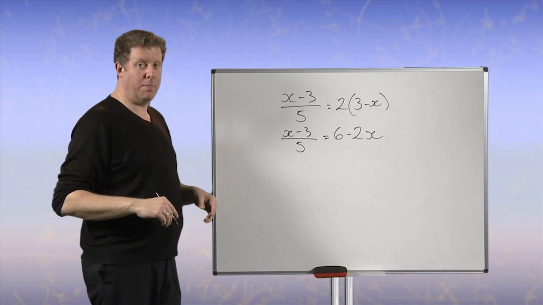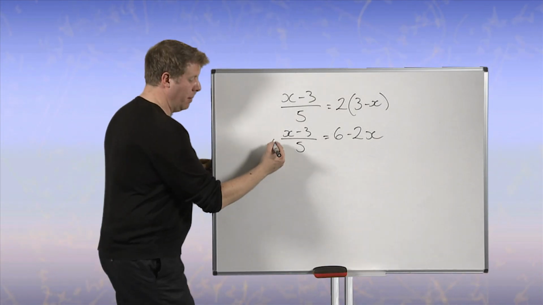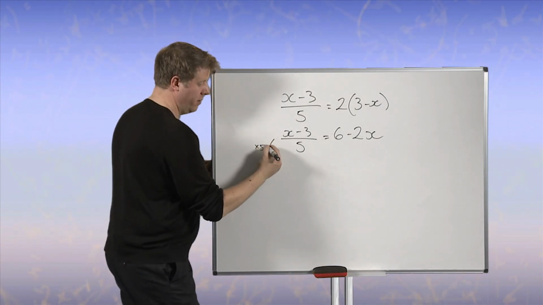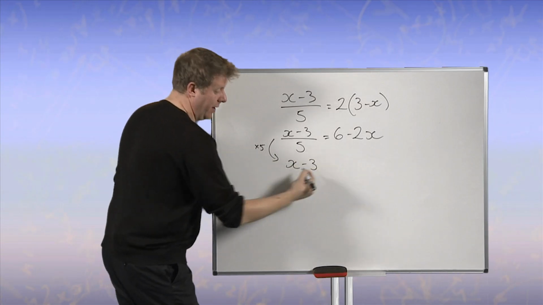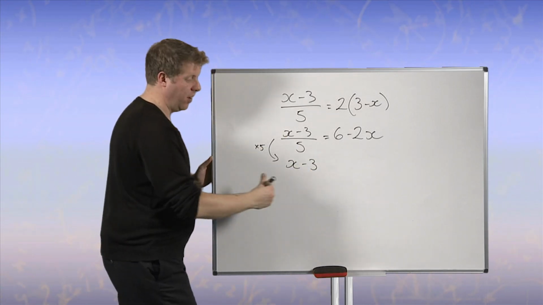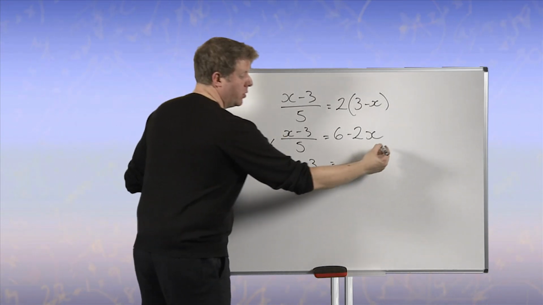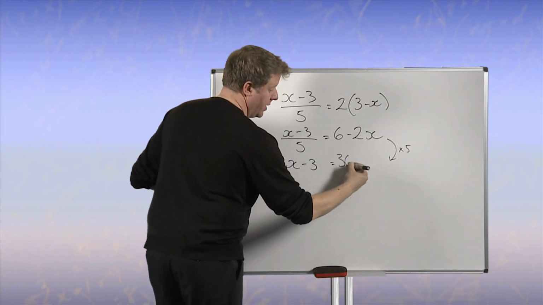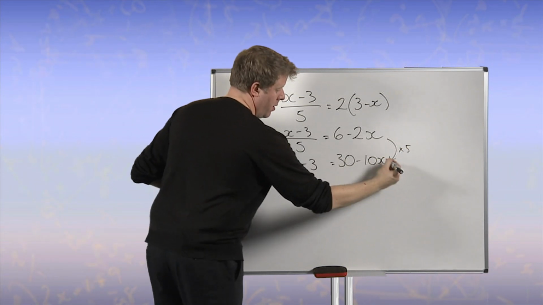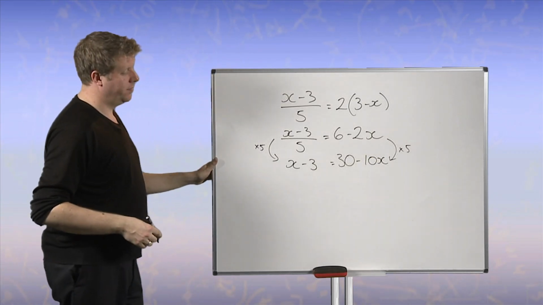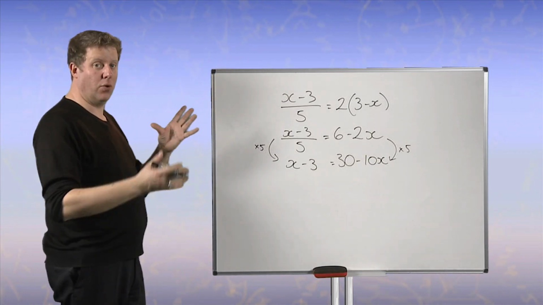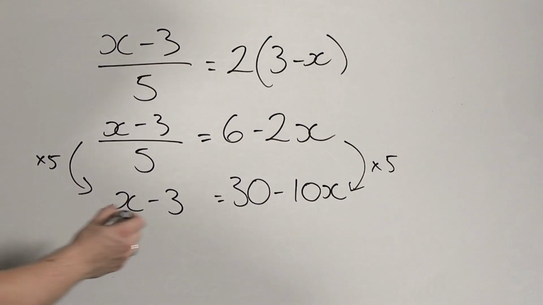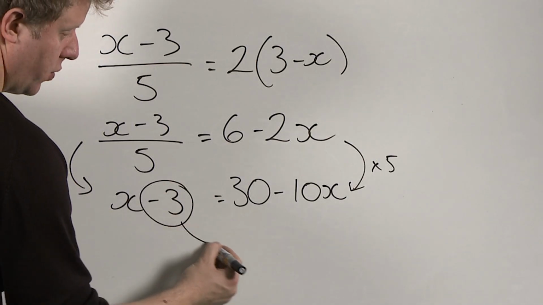Now I'm going to multiply both sides by 5. So remember, when I multiply this by 5, I'll just be left with x minus 3. The divide by 5 will have disappeared. And multiplying this side by 5 gives me 30 minus 10x.